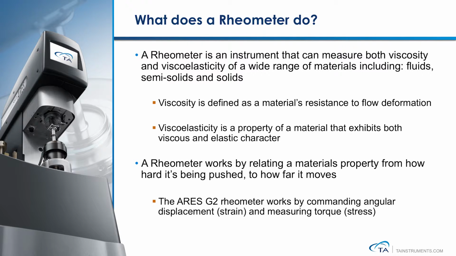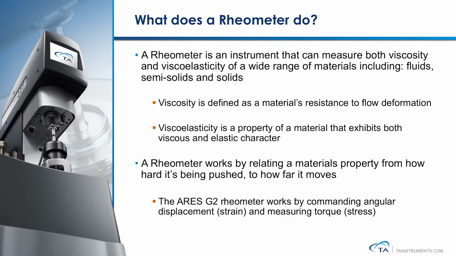Before we move on to discussing the ARES-G2, let's talk in general about what a rheometer does. A rheometer is an instrument that can measure both viscosity and viscoelasticity of a wide range of materials, including liquids, semi-solids, and solids. Viscosity is defined as a material's resistance to flow deformation. Viscoelasticity is a property of a material that exhibits both viscous and elastic character.